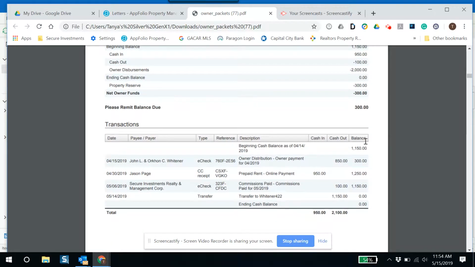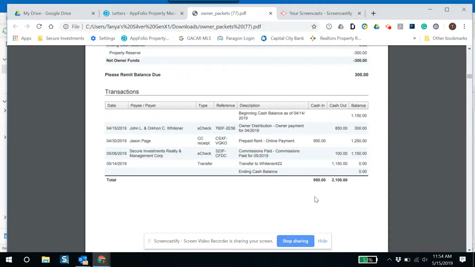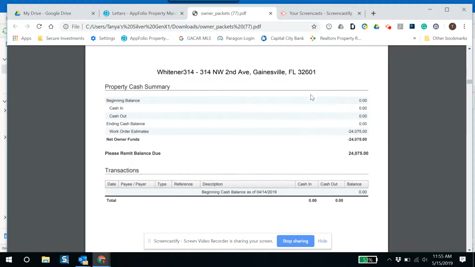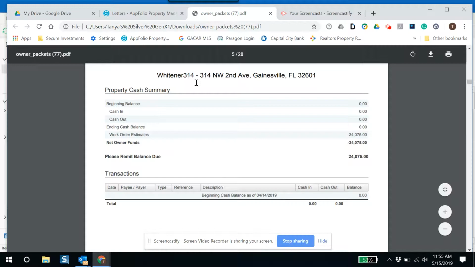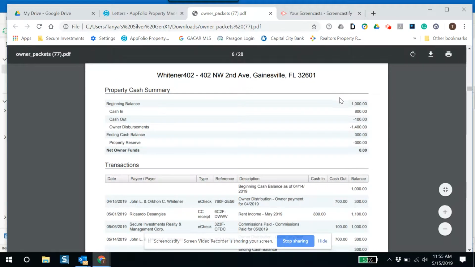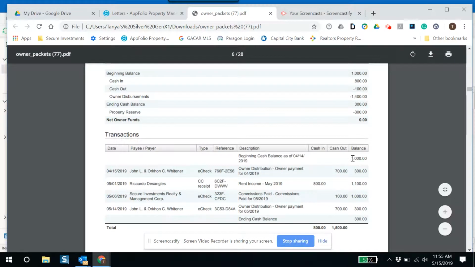So same thing here. When you look at it, I transferred this money to the Whitener 422 unit to pay for that maintenance reserve that I needed to pay for. And so that's how you read it. This is, of course, the property that we're not doing anything on yet. We've got estimates for it, so that's why it tells them to submit a balance. And this one's pretty cut and dry.